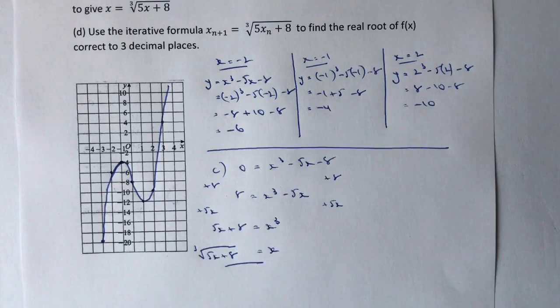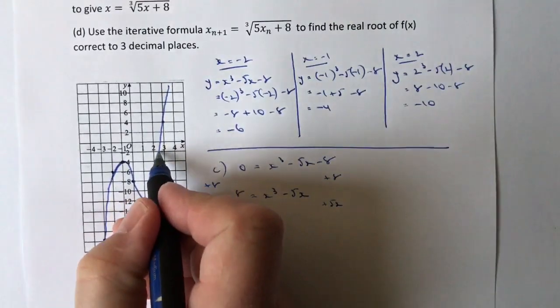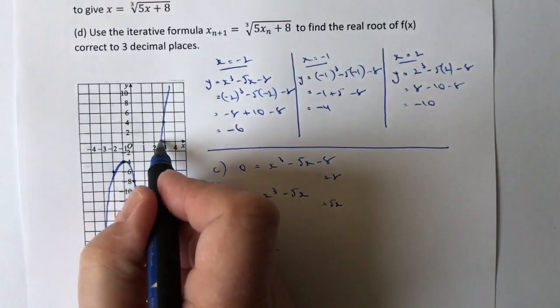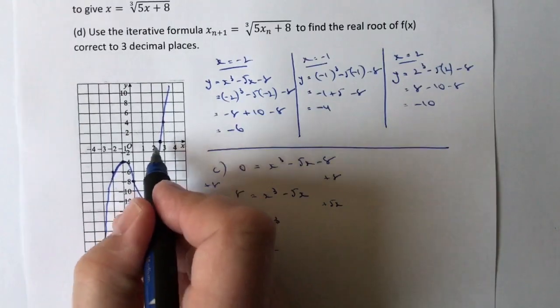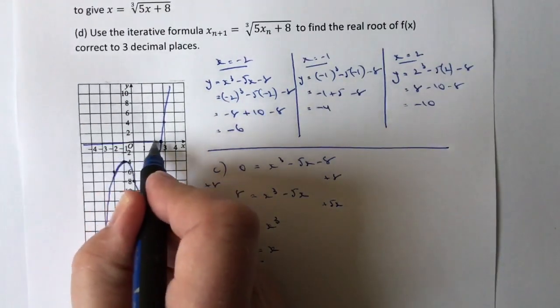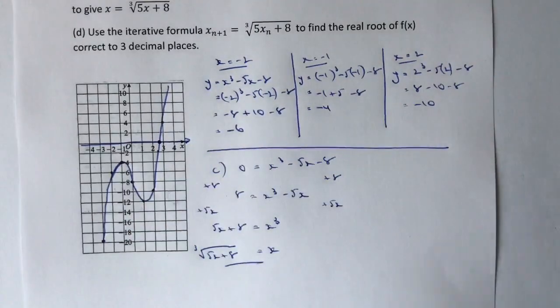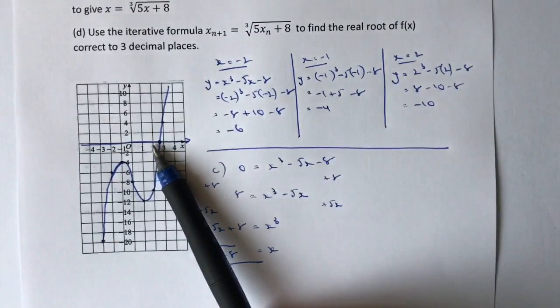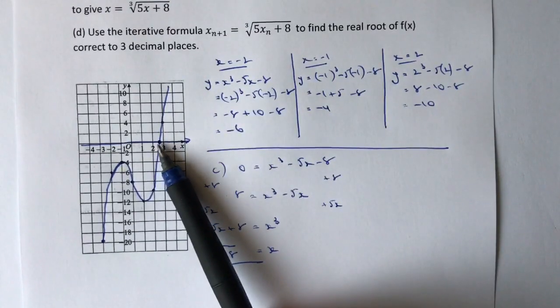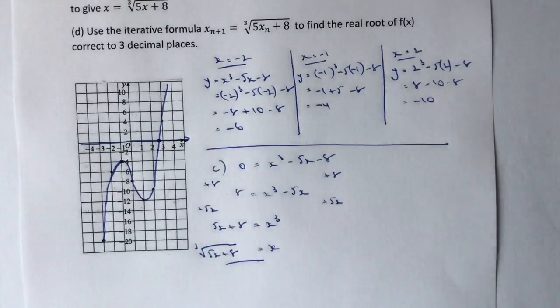So what is happening here is that we're using progressively more detailed approximations of x in order to get the root. And as you know, the root is actually this bit here. It's where it actually crosses the x-axis. So in this particular case, we can start from 2 and then get progressively more accurate to get that point correct to 3 decimal places.